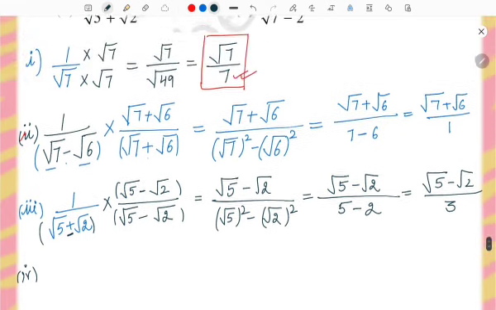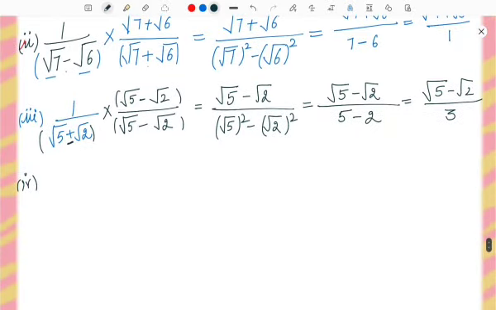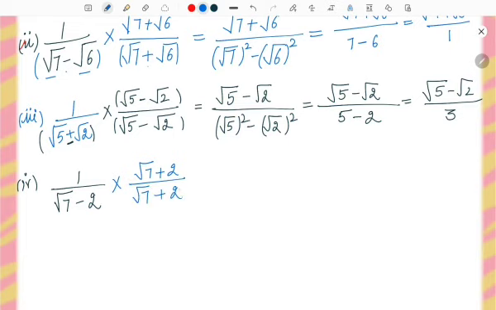The fourth part we have here is 1 upon under root of 7 minus 2. Again, following the same procedure, we are multiplying it with the same numbers but with opposite sign. So minus would become positive. We are multiplying it by root 7 plus 2. So what does it become? Root 7 plus 2 upon, again using the same identity, a plus b, a minus b, we are doing it.